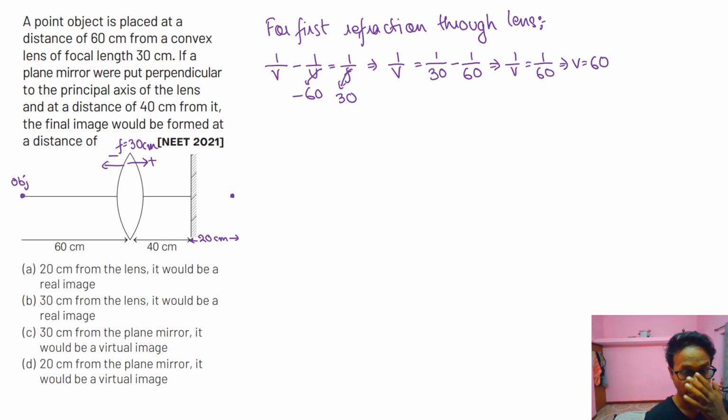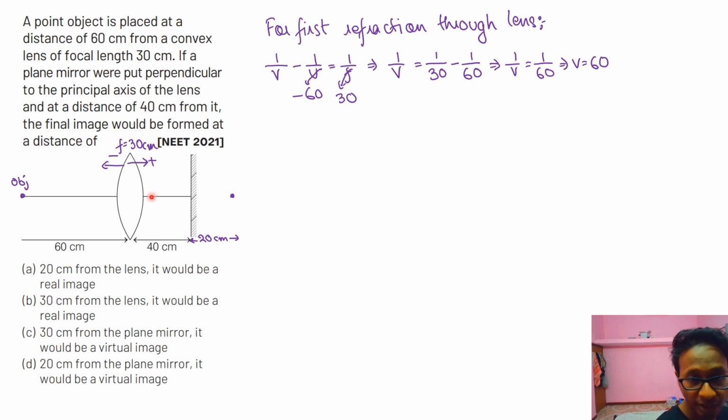One more thing you have to remember out here: whenever object and image are formed on the opposite side of the lens, the nature of object and image remains the same. That means if the object is real, image is real. Okay, in case of lenses, whenever object and image are forming on the opposite side, the nature of object and image are the same.